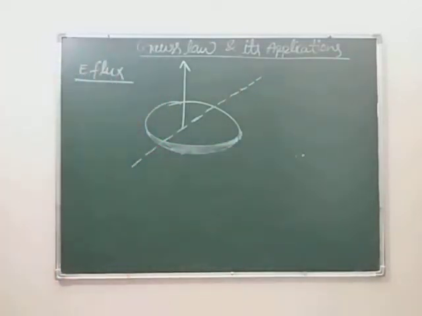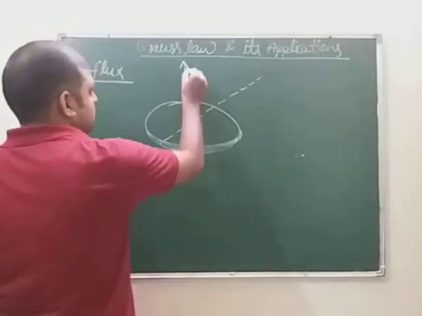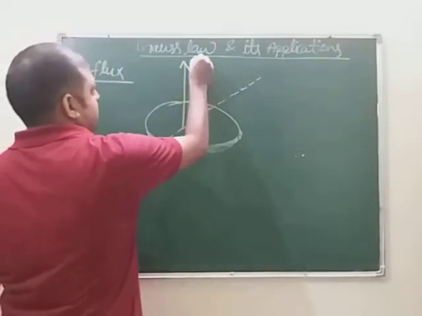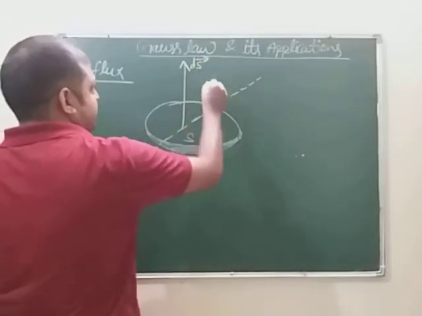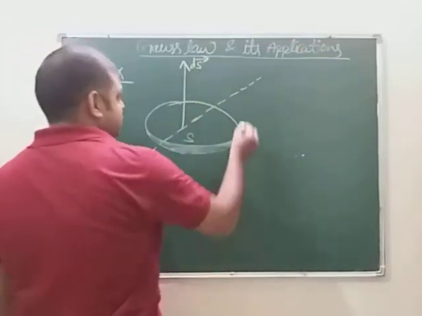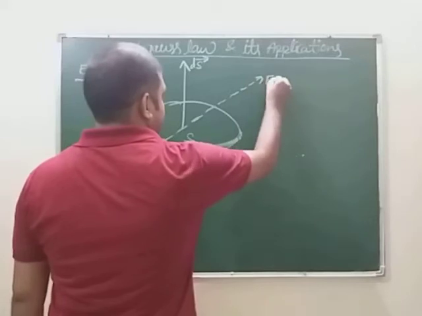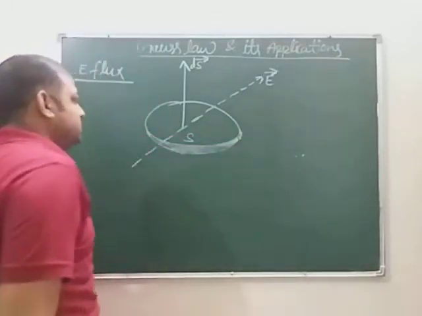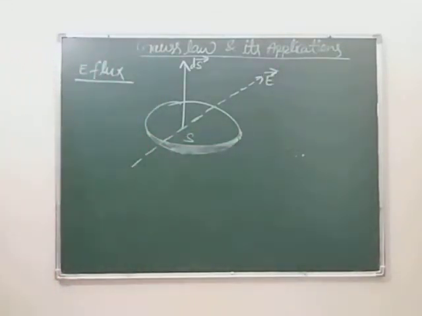Okay, make this diagram, and it is the direction of the area vector. This is area, so this is the area vector. For a small surface we are representing dS. It is the direction of the electric field lines passing through the surface, and the angle is theta between them.